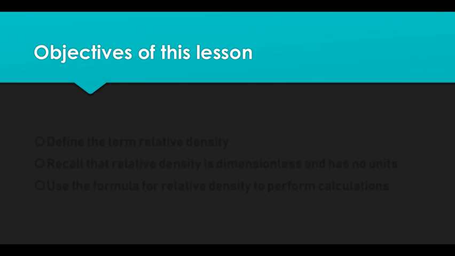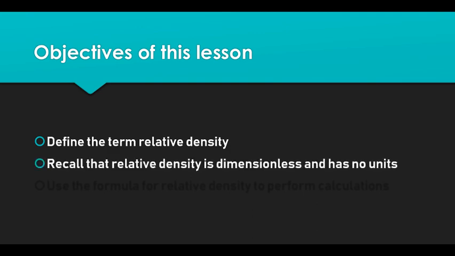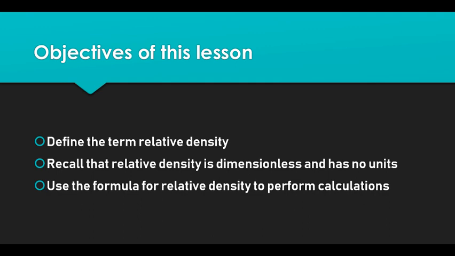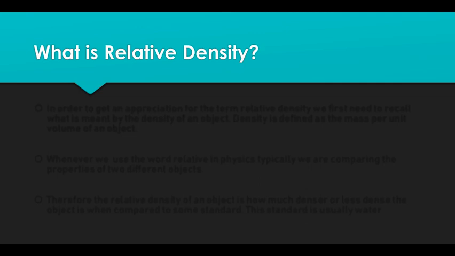So first of all, let's discuss the objectives of this lesson. Our first objective is for you to, at the end of this lesson, be able to define the term relative density, to recall that relative density is a dimensionless quantity and it has no units, and also to be able to use the formula for relative density to perform calculations. So our first thing that we look at is to find out what exactly is relative density.